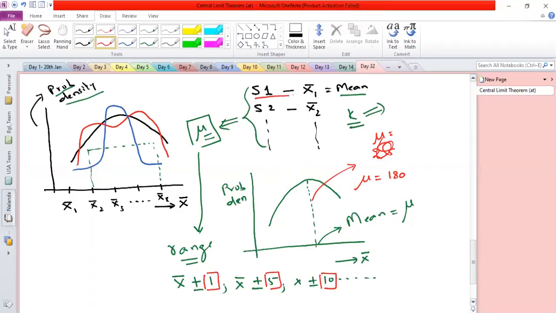If you collected one sample, probably that sample's mean X1 bar might be very close to 180, possible, or might not be close to 180, because of which we are defining the range. So the range which I am defining, the question is how close this range is to the original population. Are you with me, friends? Is it interesting?